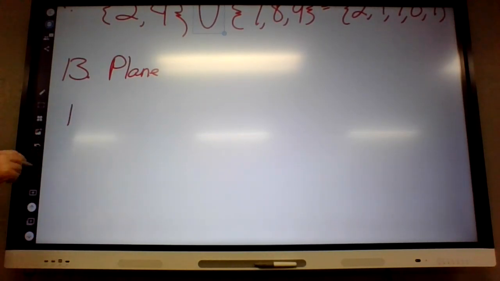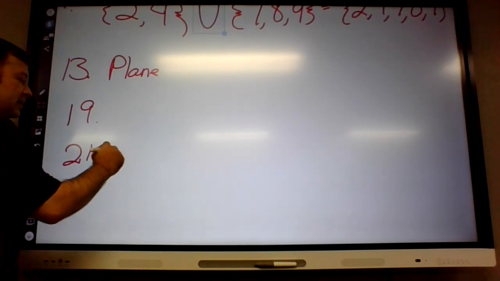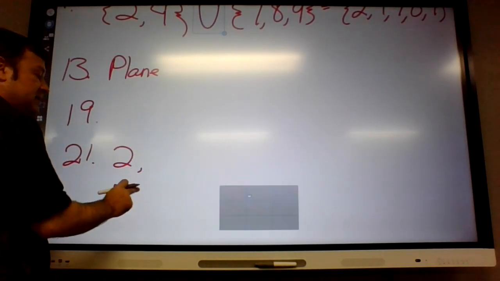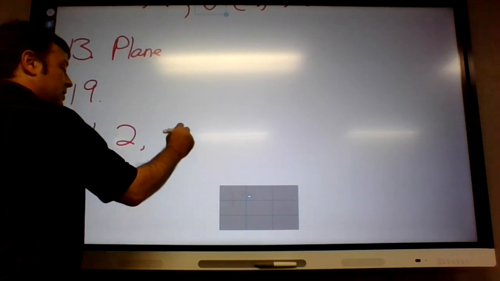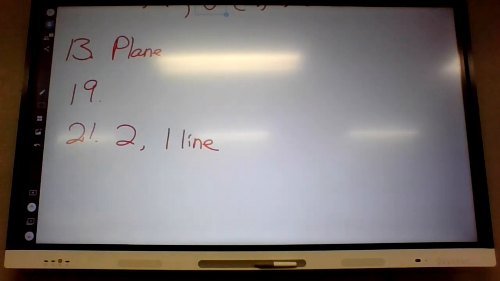19. Oh, I skipped 19. Whoops. That was 21. 2 planes intersect in exactly 1 line. Fill in the blank.